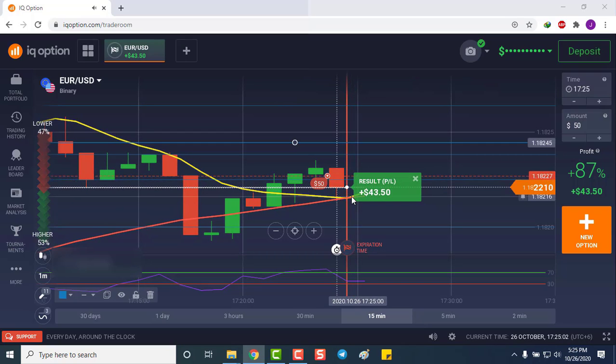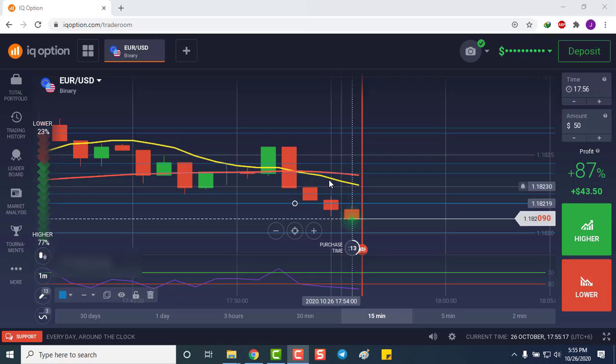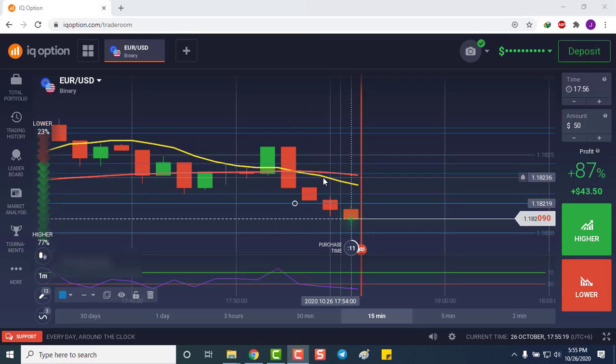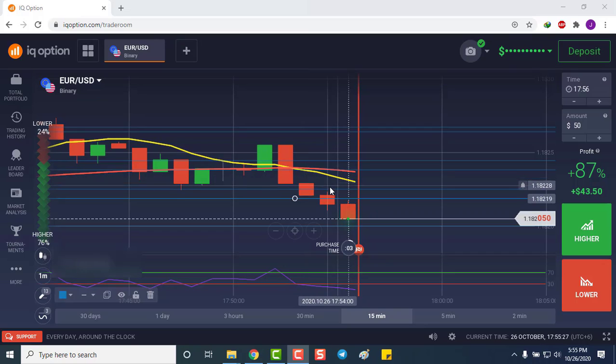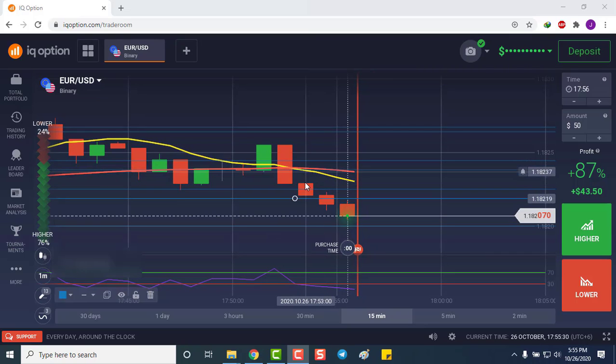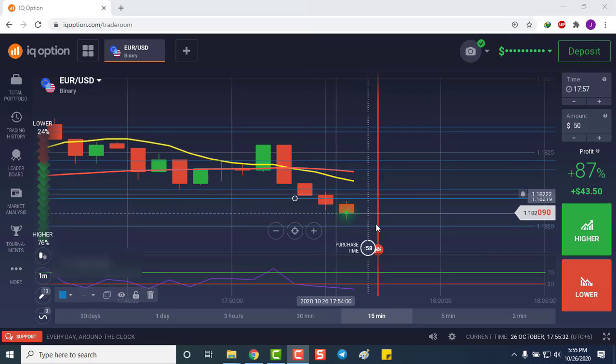Yes guys, we win our trade. Let's wait for another good signal, and if we find another good signal, then we will place a trade. Guys, if you closely look at our two moving average lines, you can see our yellow moving average line already crossed the red moving average line. That indicates the market wants to go down from this level, or from this candle the market wants to go down.